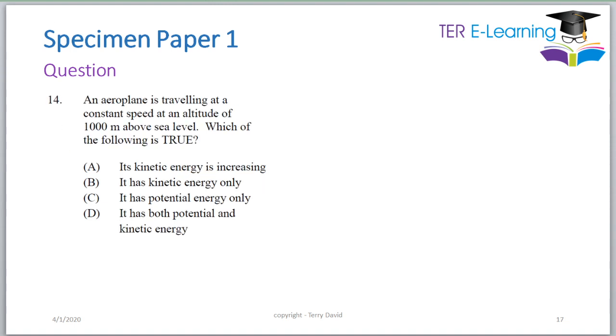Number 14. An airplane is traveling at a constant speed at an altitude of 1,000 meters above sea level, which is true. Again, every time they give you a question, you all try to visualize what's happening, right? So I have a plane. Can't draw too well, right? So let's say there's a plane here, right? So the plane is traveling, and this plane is actually at a height of 1,000 meters, right? And they are saying that it's traveling at a constant speed. So the speed is constant, right?